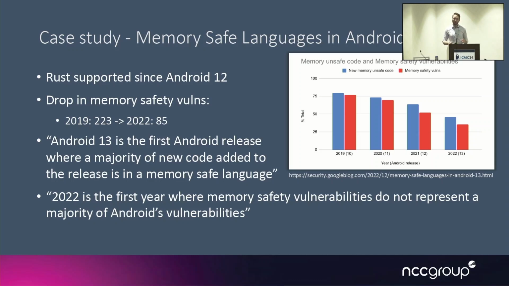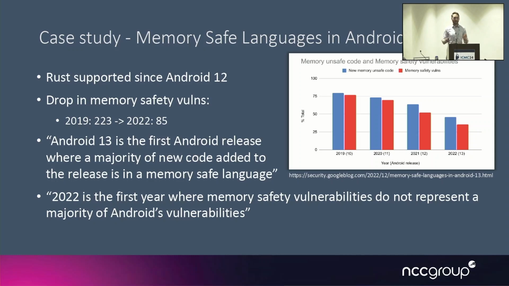I pulled out two quotes from this article, and I guess I can just read them verbatim here. Essentially, Android 13, which was from 2022, was the first Android release where a majority of the new code added is in a memory-safe language. And then, maybe coincidentally, but I don't think so, 2022 is also the first year where memory safety vulnerabilities do not represent a majority of Android's vulnerabilities. So more memory-safe code means fewer vulnerabilities with respect to memory, which kind of makes sense.